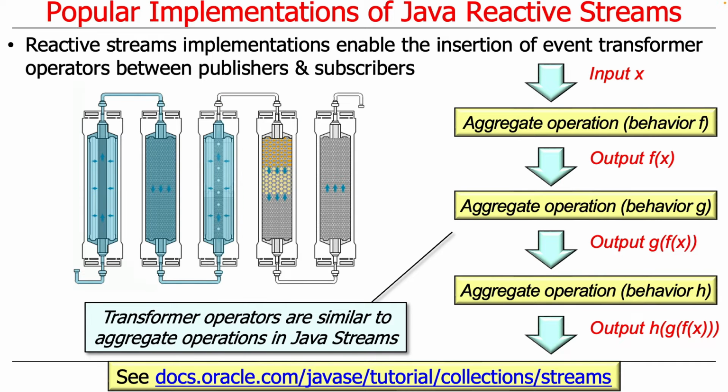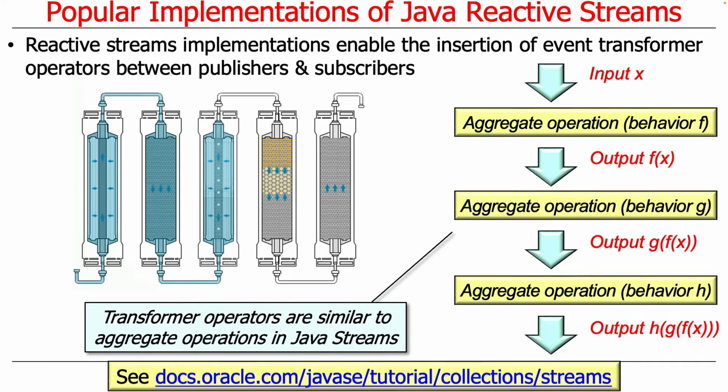A good analogy for this, of course, would be the water filtration systems that people often have in their houses to get rid of impurities in their drinking water, where you have a bunch of different filters that will remove toxins and other chemicals and so on from the water through a series of phases. And it's also very similar to the aggregate operations in a Java stream.